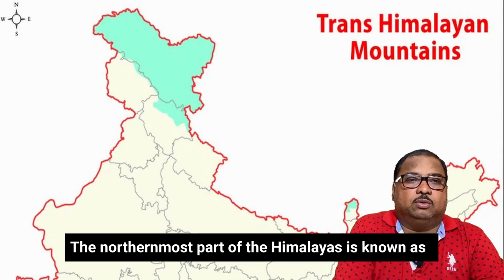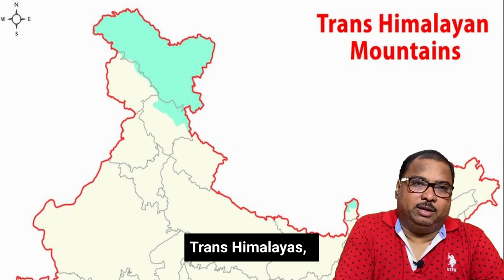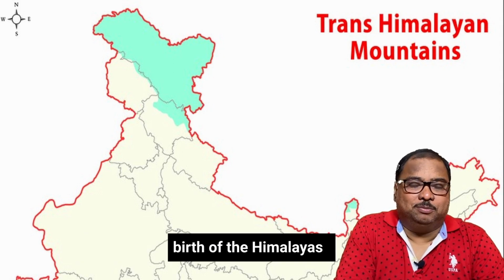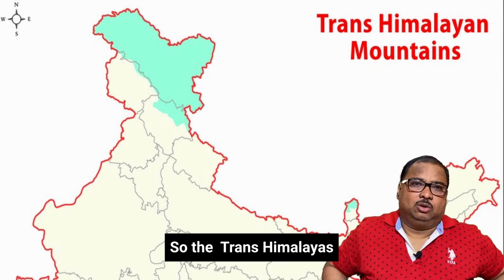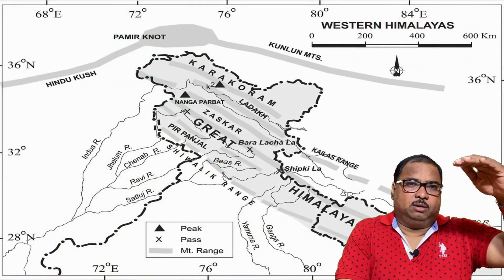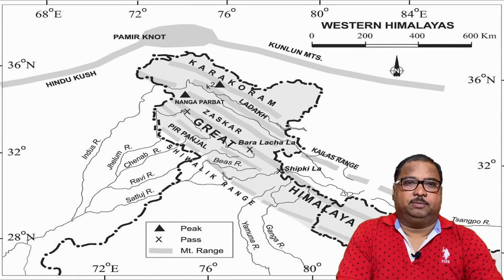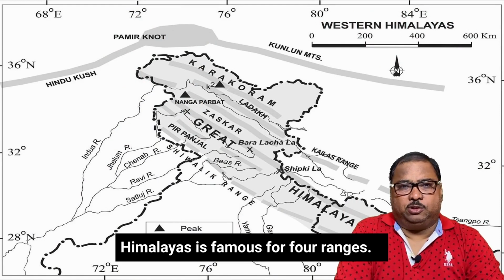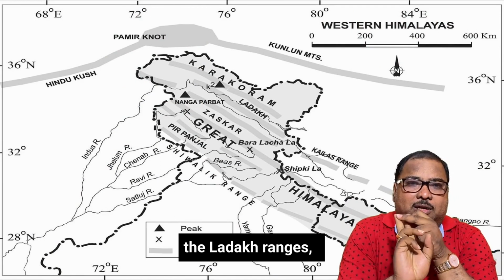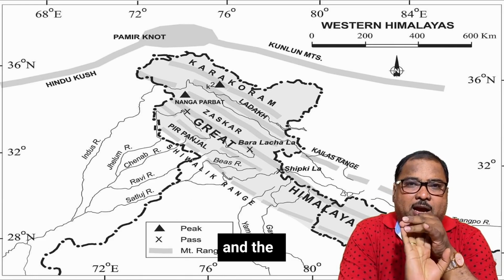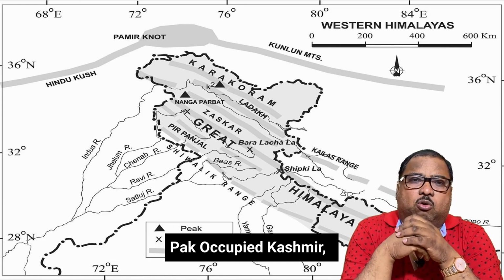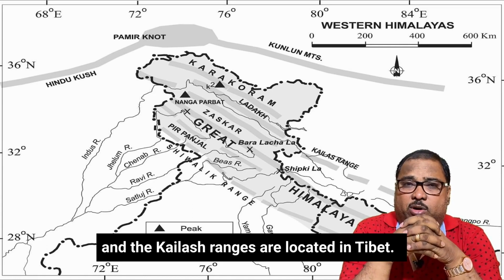The northernmost part of the Himalayas is known as Trans Himalayas. Trans Himalayas was there even before the birth of the Himalayas. So trans means boundary. So this Trans Himalayas is a transition from the Pamir north to the main Himalayas. This Trans Himalayas is famous for 4 ranges: the Karakoram ranges, the Ladakh ranges, the Zaskar ranges, and the Kailash ranges. So out of these ranges, the first 3 are located in the Pak occupied Kashmir, and the Kailash ranges are located in Tibet.